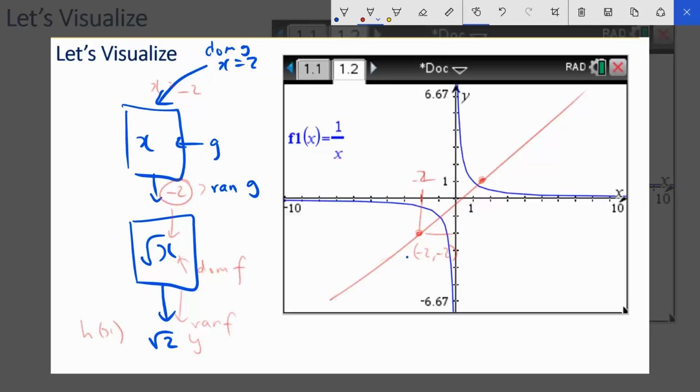But let's have a look. When I sub -2 in, this now gives you root of -2, which we know is not possible. So root of -2, and then what is it going to spit out? This time you've got a domain. Yes, you have a domain for f. But what do you have for the range of f of g? There's nothing that spits out, because root of -2 is undefined.